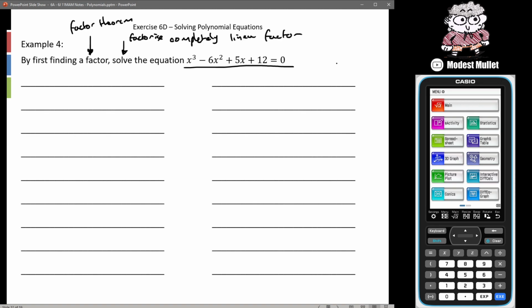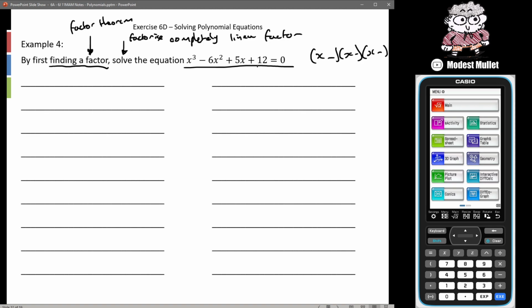So we want to end up getting it written as a set of brackets like that, where it has something, something, something. So we first need to find a factor, then we need to take that out either by long division or equating coefficients, then from there we need to factorize the rest of the way. So that's the process I'm now going to go through.